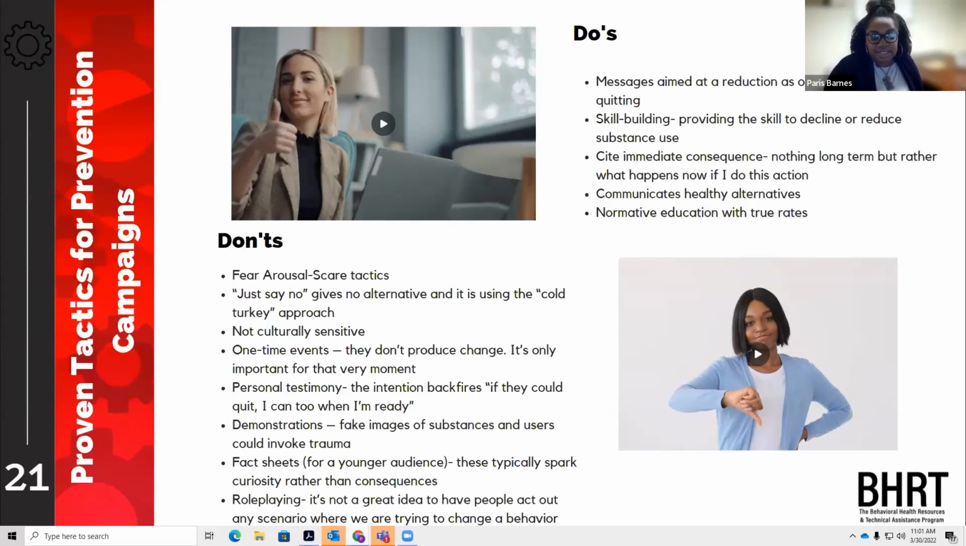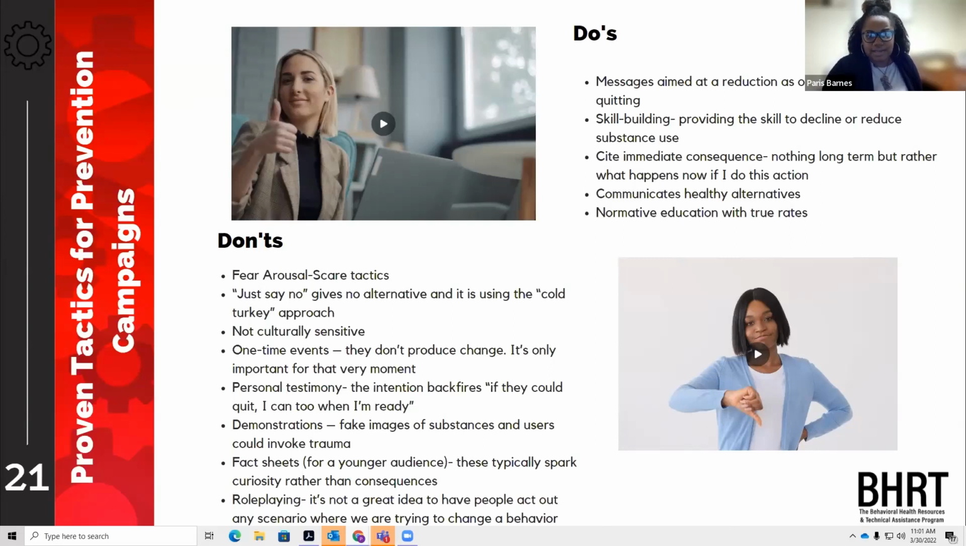Fact sheets for younger audiences specifically, they usually spark curiosity rather than consequences. So if you have a younger population, some younger kids, maybe middle school or elementary school, before they even begin being introduced to use, fact sheets sometimes typically spark curiosity about what it is or what it can do for them, as opposed to veering them off to not doing it at all.